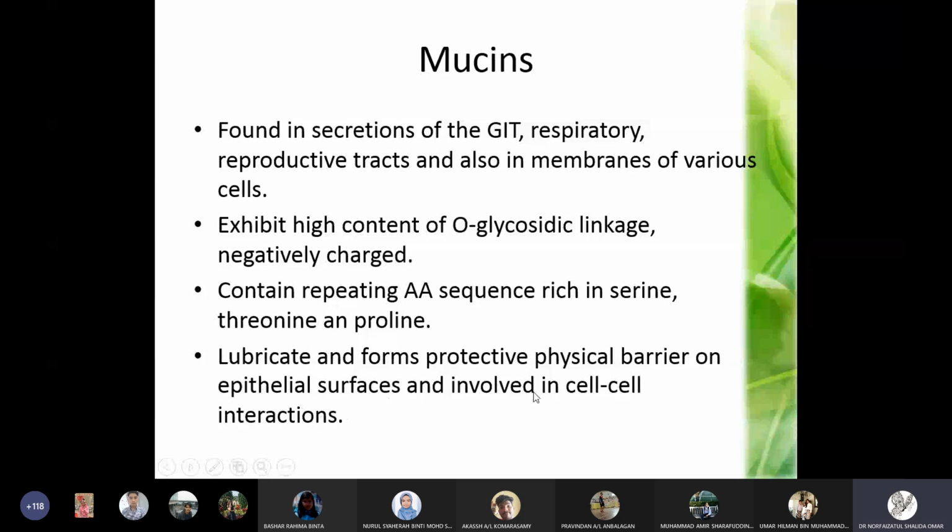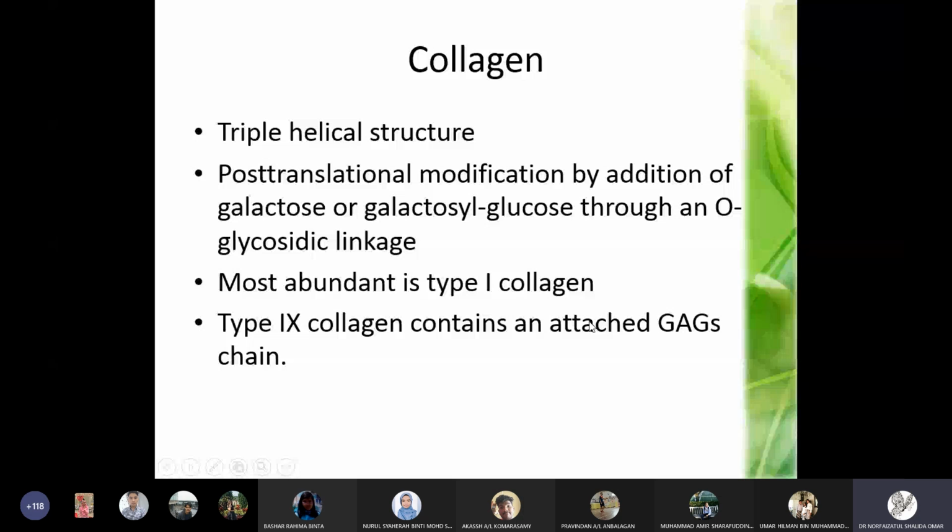And then another one is collagen. Okay, collagen, which you find in your skin, is a triple helical structure, and it's also a kind of fibrous protein. It is formed by post-translational modification, by addition of galactose and galactoside through an O-glycosidic linkage.